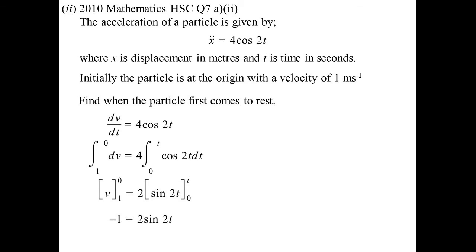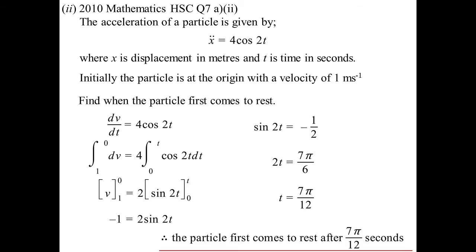Sine of 0 is 0. So we're basically solving sine of 2t is negative a half. We want the first time that happens. First time that happens is in the third quadrant. So 7 pi on 6 divided by 2, 7 pi on 12. So the first time it comes to rest is after 7 pi on 12 seconds.